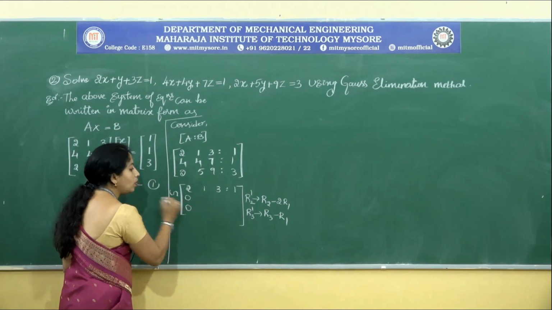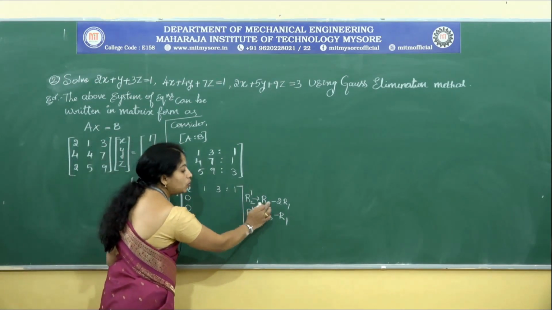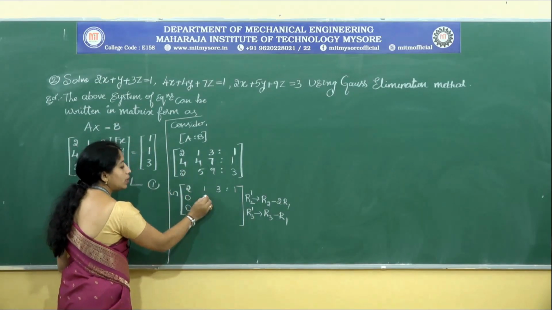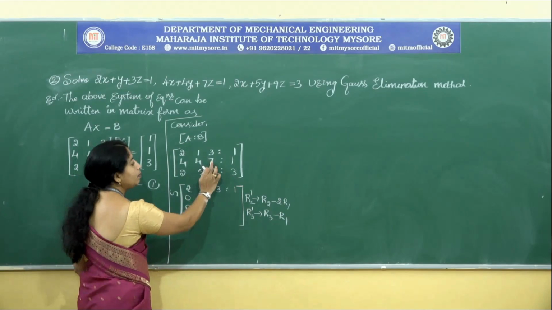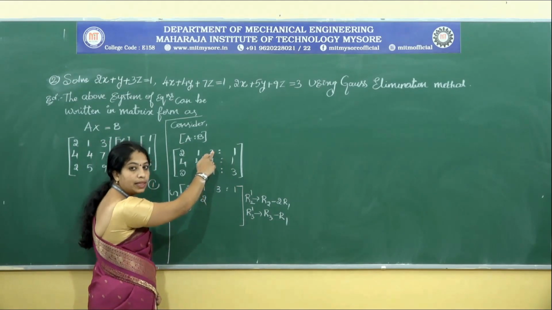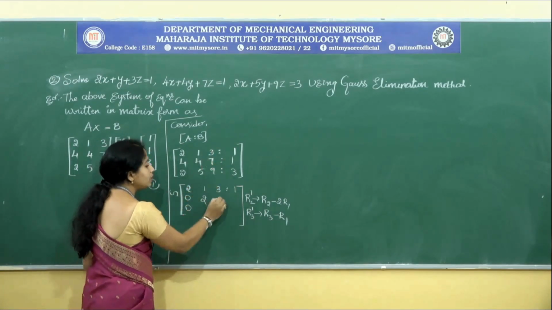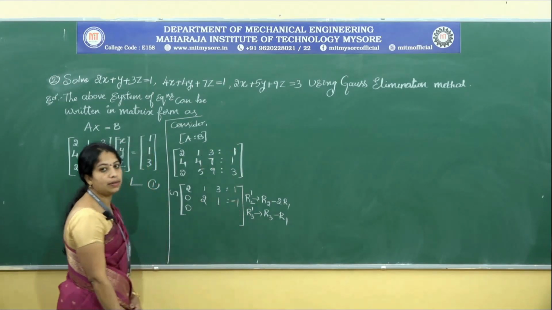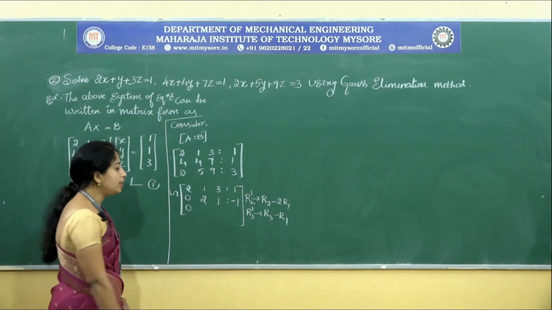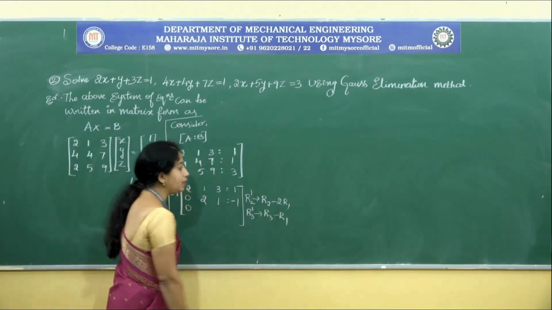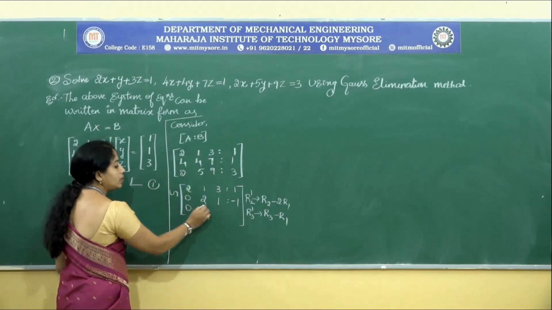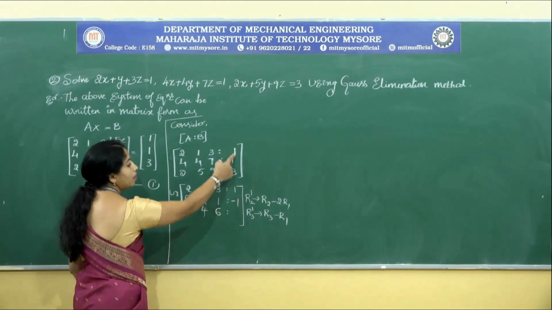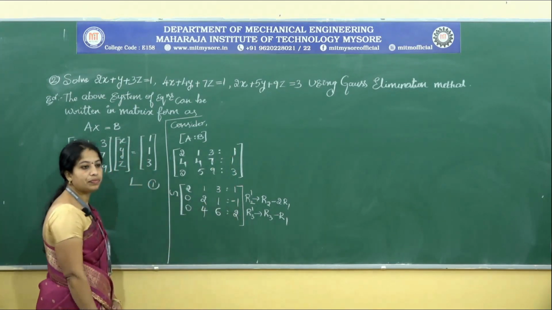These two elements are 0. R2 dash is R2 minus 2 times R1. 4 minus 2 times 1 is, we will get 2. Again 7 minus 2 times 3. 2 times 3 will be 6. 7 minus 6 is 1. 1 minus 2 times 1, that is minus 1. See the last row, R3 dash is R3 minus R1. That is 5 minus 1 is 4. 9 minus 3 is 6. 3 minus 1 is equal to 2.